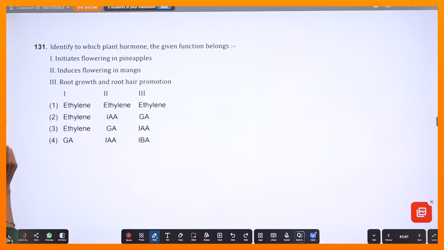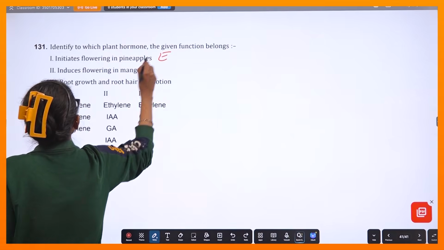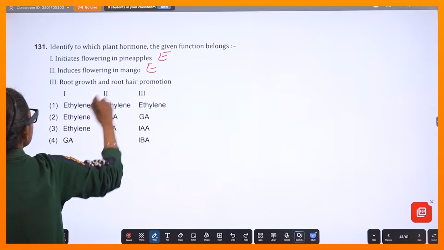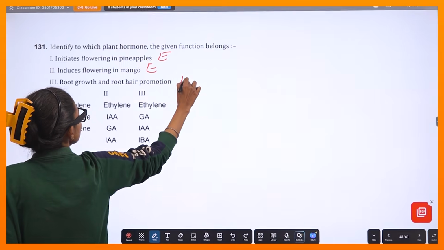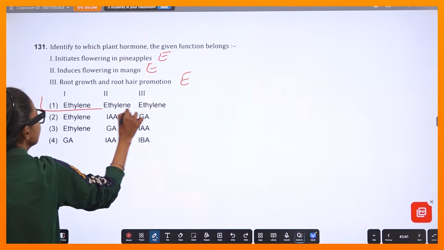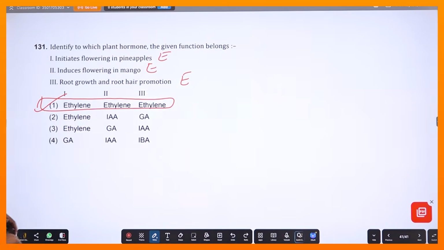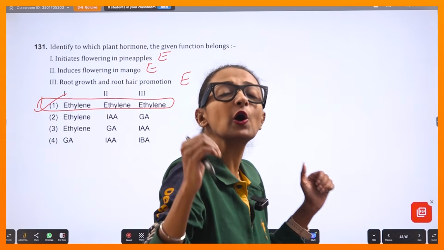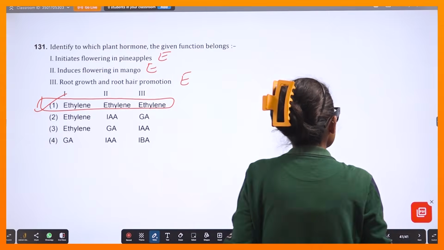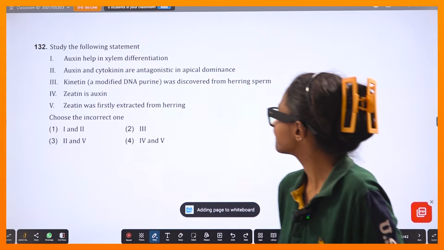Okay. Identify the hormone. Ethylene induces flowering in mango, ethylene. Root growth and root hair formation, ethylene. So we will go with option 1. These are all statements directly taken from NCERT. Let's move on.